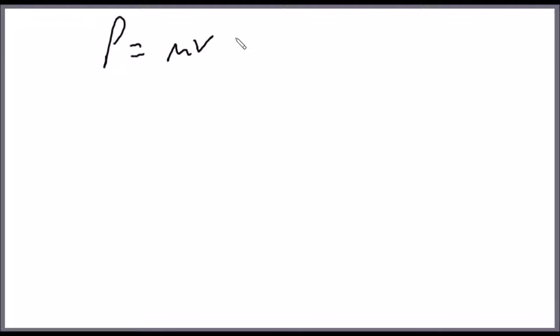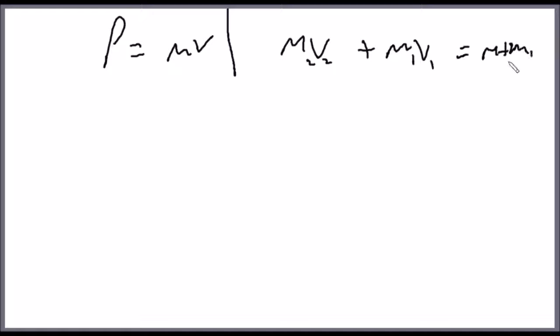Another feature of momentum is that it is always conserved in an isolated system. This means that the sum of momenta before and after a process will always be the same. So you could have both masses added up, and then there'll be a new velocity. So it's always conserved, basically.